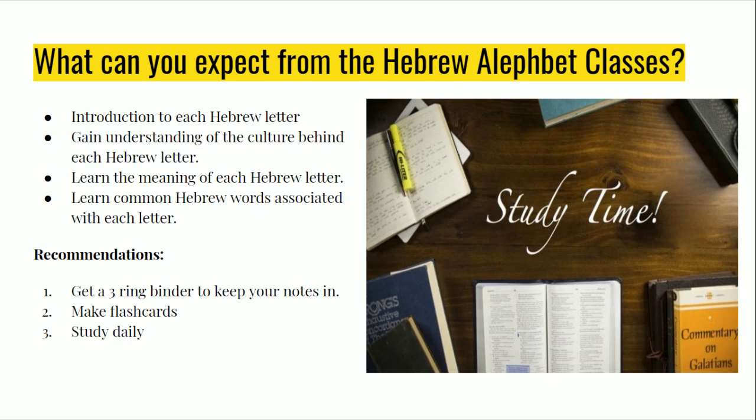So here are some recommendations. I would recommend you get a 3-ring binder to put your notes in, or a folder. If you can't get a 3-ring binder, get a folder. I would start making flashcards, and as we go through each letter, I will make flashcards for each letter, and again, study daily. Every day that you have some time, I'm not talking about a long time, just 5 or 10 minutes every day. Sit down with your flashcards, go over your notes and drink in this information.